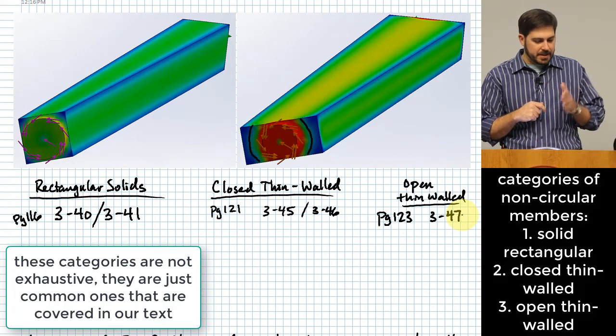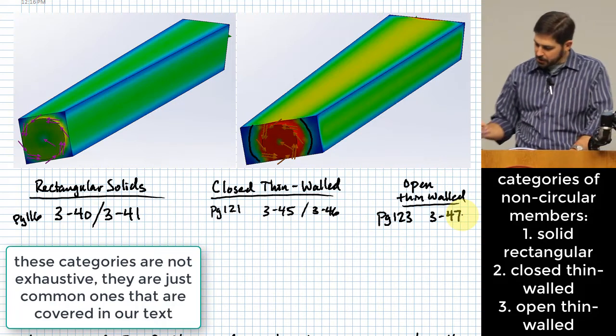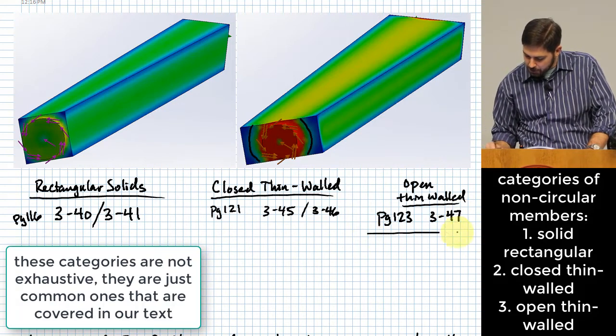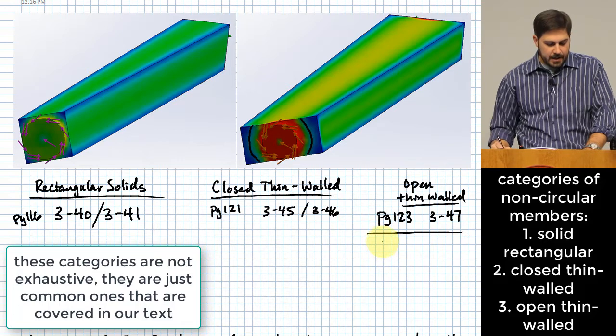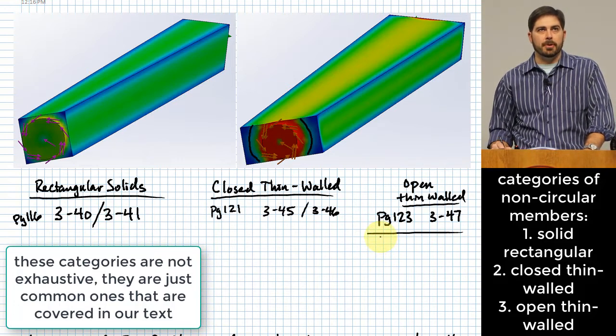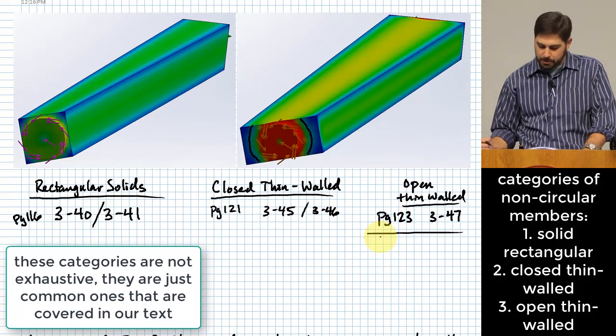In case I forget to come back to it, I'm also going to make mention for these open thin-walled cross sections that there is an exercise problem in the textbook. It's problem 352.